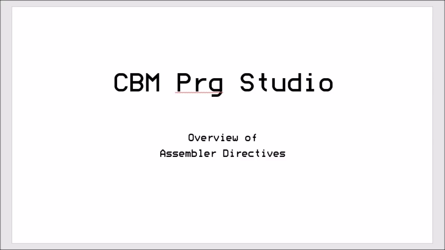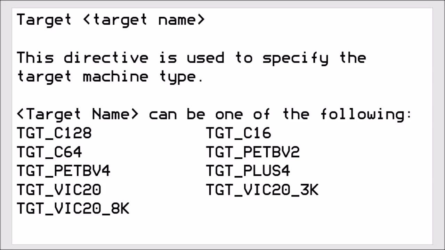Now Assembler Directives allow you to tell the assembler how to react or what state to do things, or even just to report in a different manner. Now there are several directive statements inside CBM Prg Studio. The first one I'm going to talk about is the target. Now this allows you to specify to the assembler what the target machine is for the code.